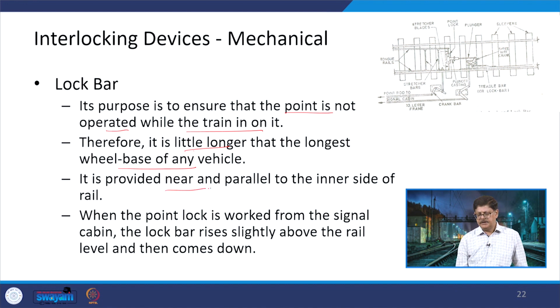It is provided near and parallel to the inner side of the rail. So, this is the inner side of the rail, this lock bar is here, it is provided on that side. When the point lock is worked from the signal cabin, the lock bar rises slightly above the rail level and then comes down. Means when it is being operated, it will first of all go a bit up and then will come down.